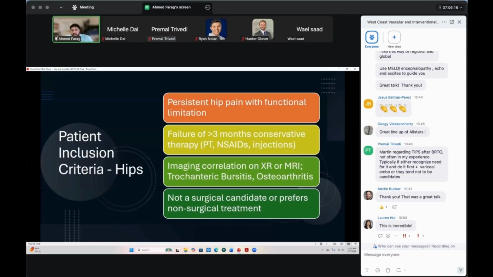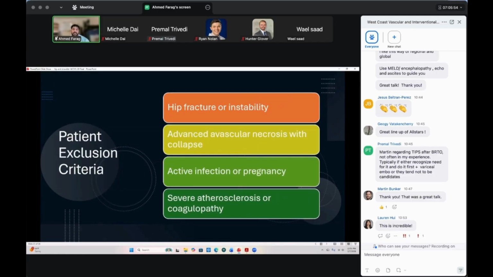So we're looking for anyone that has functional limitations, had hip pain for a while, anyone who's failed conservative therapy. And the things I'm looking for on MRI are trochanteric bursitis and osteoarthritis. These are typically not surgical candidates or people that just don't want surgery. This is a great alternative for people who want to hold off on hip replacement, and we've helped a lot of people with significant pain.